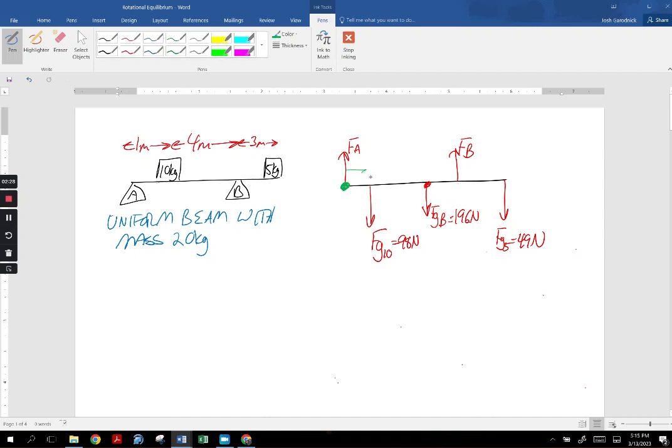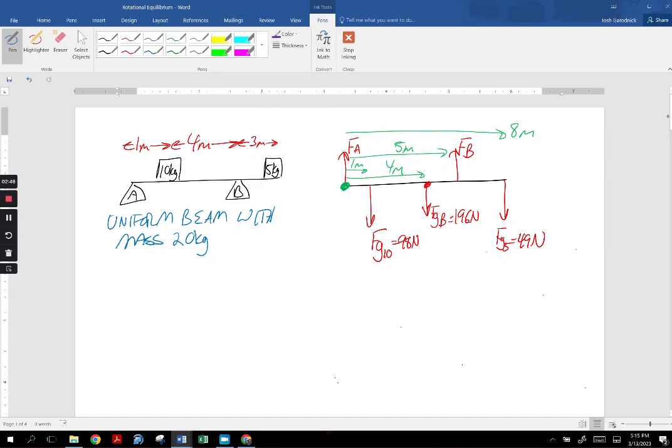So this will be 1 meter. This will be 4 meters. This would be, what do we got going on here? 5 meters. And the whole distance away is 8 meters. All right, let's do a little shenanigans here.